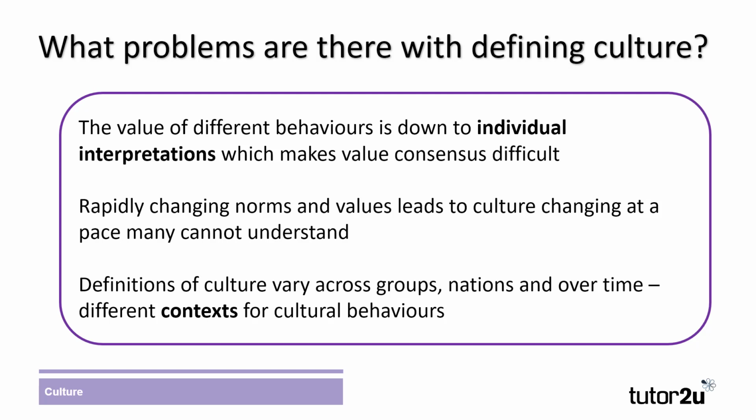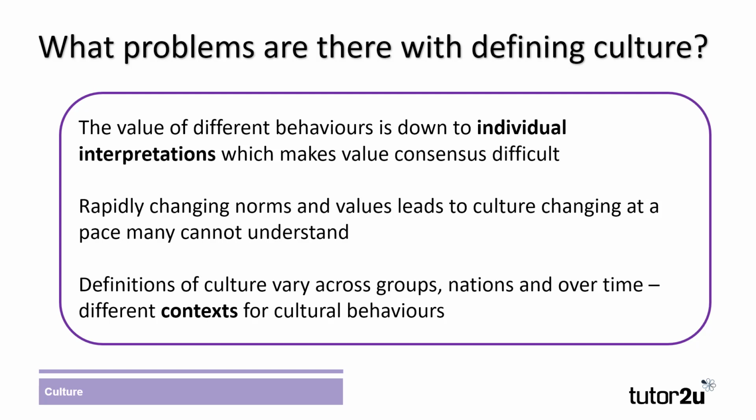Defining culture can be problematic for sociologists because individuals will place different values on aspects of culture and will each have their own interpretation of what parts of culture are valuable. This makes it difficult to have an agreement on social norms and values, the value consensus, and as a result, culture means different things to different people. For example, whilst one group may value the teachings of a religion, others may not.